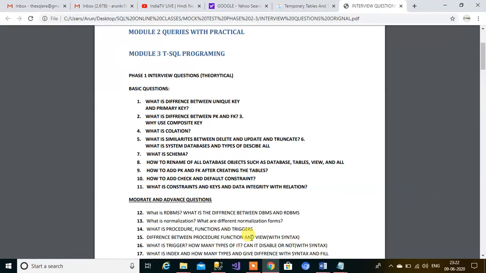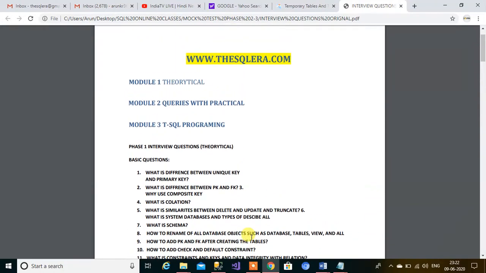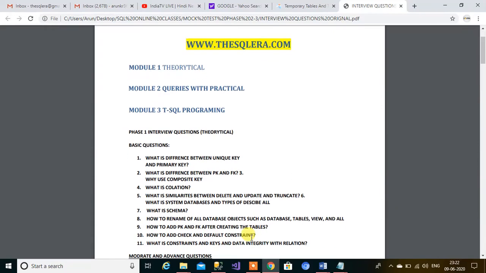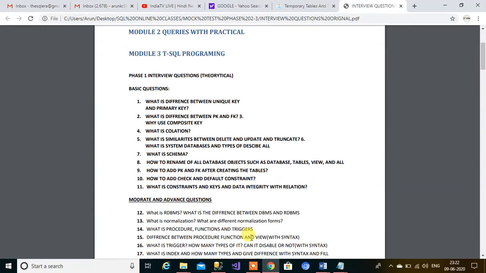Today we will discuss SQL and T-SQL interview questions. There are three modules in these interview questions. The first is theoretical, the second module is queries with practical, and the third module is T-SQL programs. First of all, we will discuss the first module, basic questions.